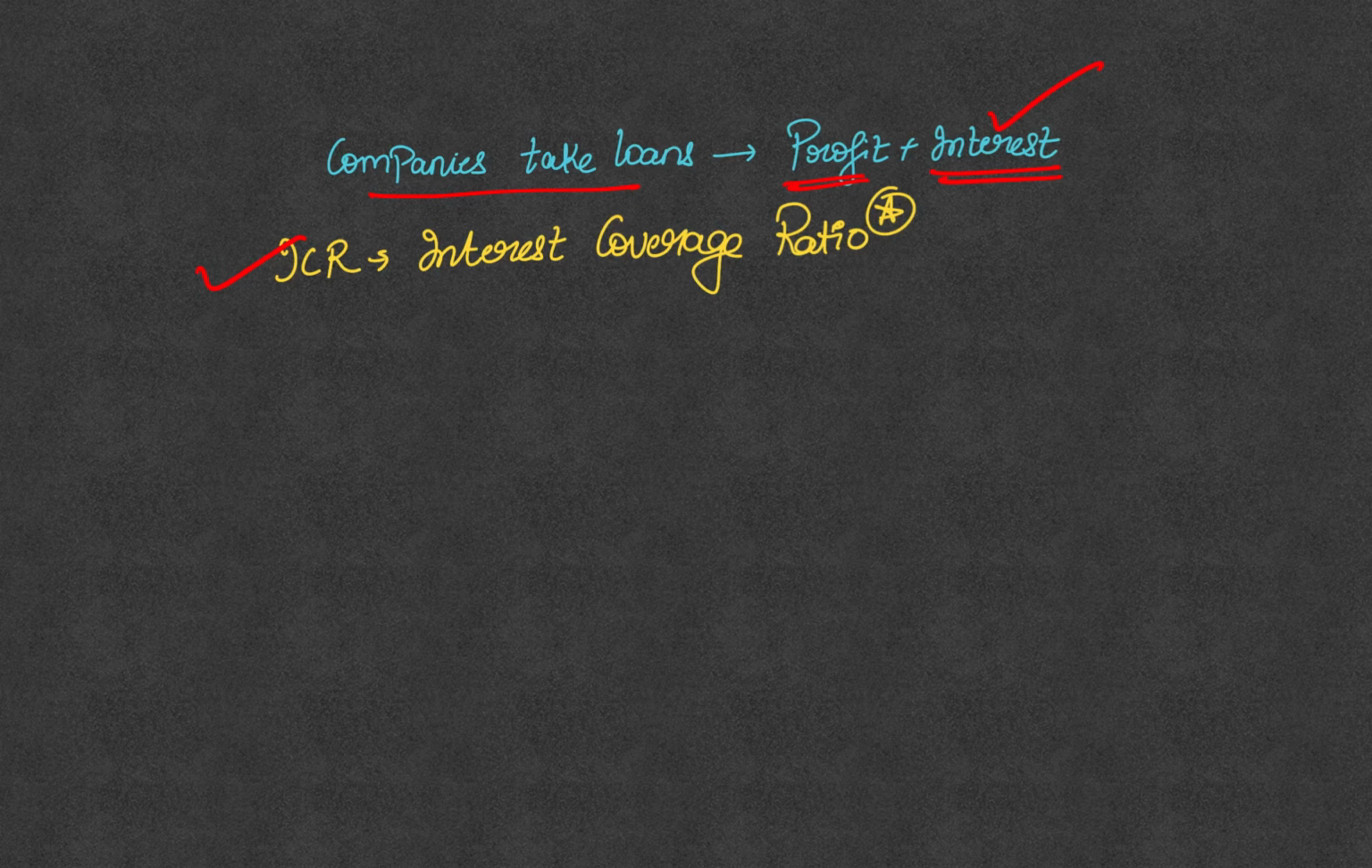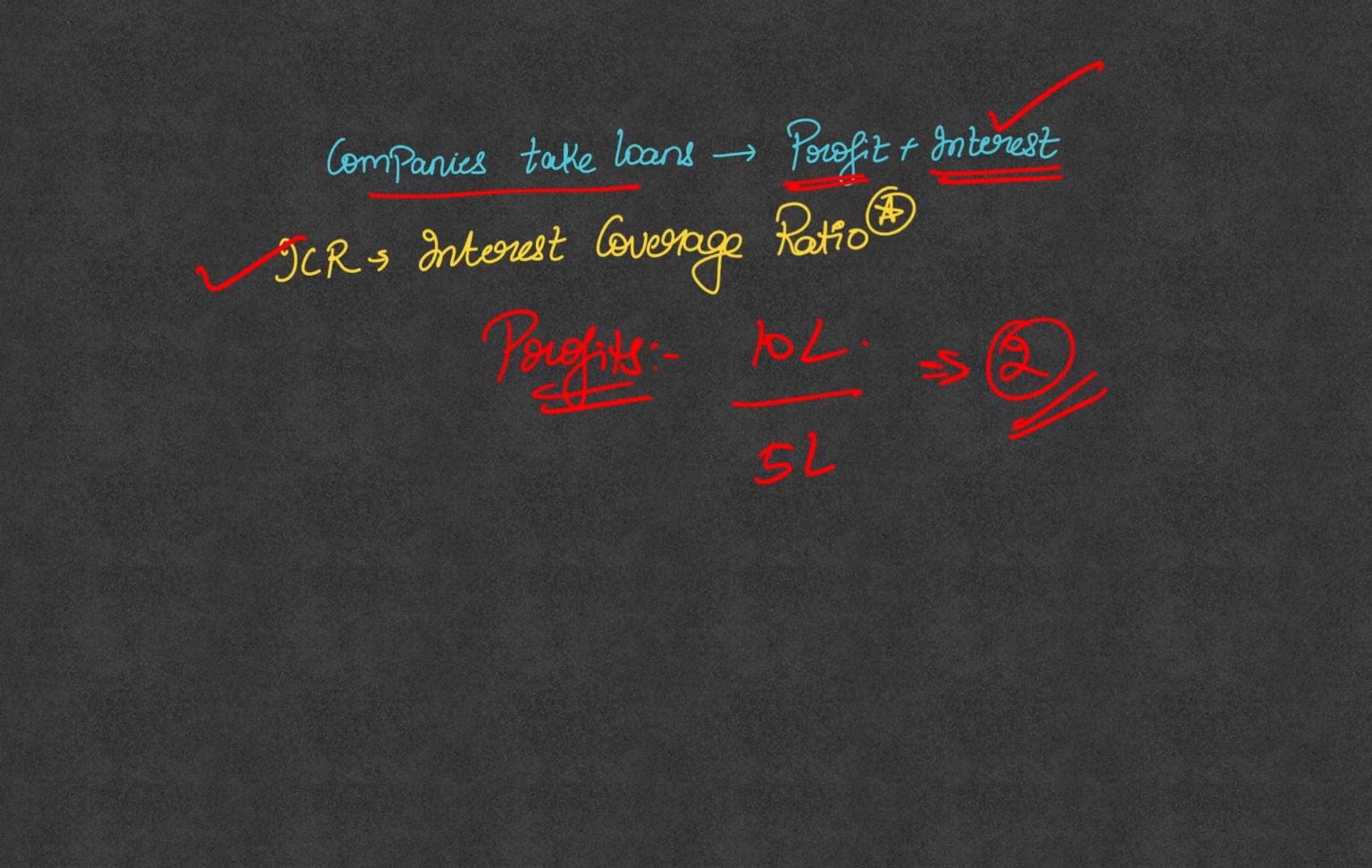Let's say a company is asking for a loan. So the banks take a look at the earning potential of the company, and let's say the profits before taxes and everything is, let's say, 10 lakhs, and the interest that they have to pay over a period of time is 5 lakhs. So they have an interest coverage ratio of 2, which is decent enough.